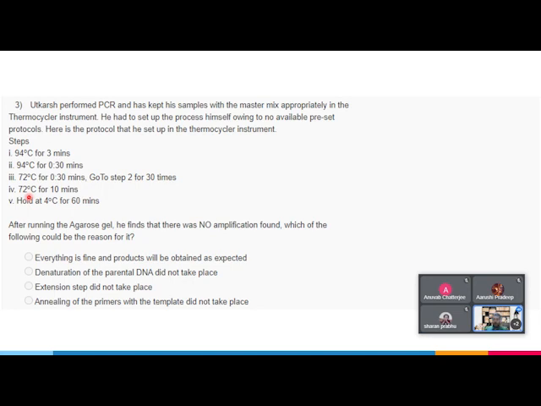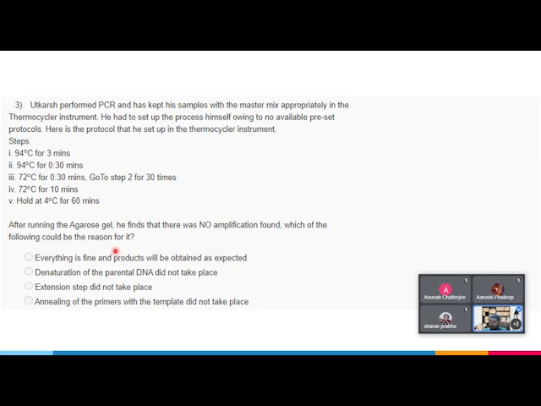After running the agarose gel, he finds that there was no amplification. Which of the following could be reasons for this problem? The options are: everything is fine and products will be obtained as expected; denaturation of the parental DNA did not take place; extension step did not take place; and annealing of the primers with the template did not take place. So these are the 4 options that we have.